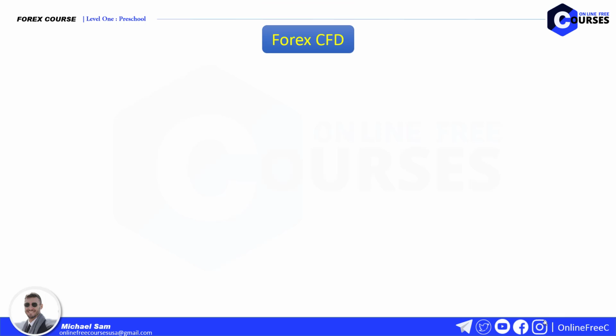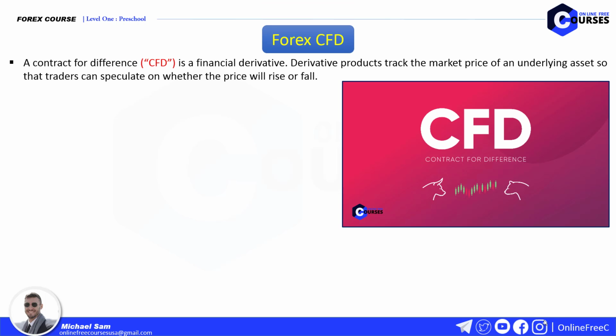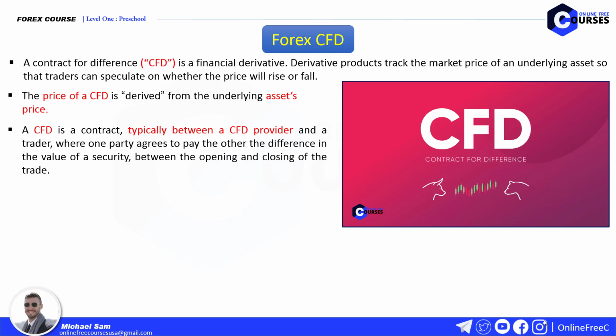Forex CFD. A contract for difference, CFD, is a financial derivative. Derivative products track the market price of an underlying asset so that traders can speculate on whether the price will rise or fall. The price of a CFD is derived from the underlying asset's price. A CFD is a contract, typically between a CFD provider and a trader, where one party agrees to pay the other the difference in the value of a security between the opening and closing of the trade.